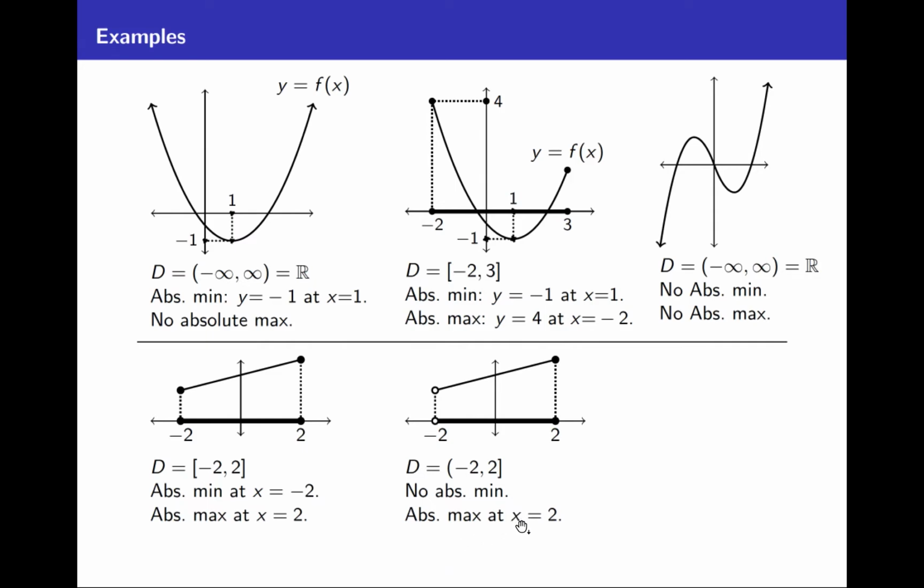But we have an absolute maximum at x equals 2. That should be pretty clear. That's as big as you can get. And 2 is in that half-closed interval.